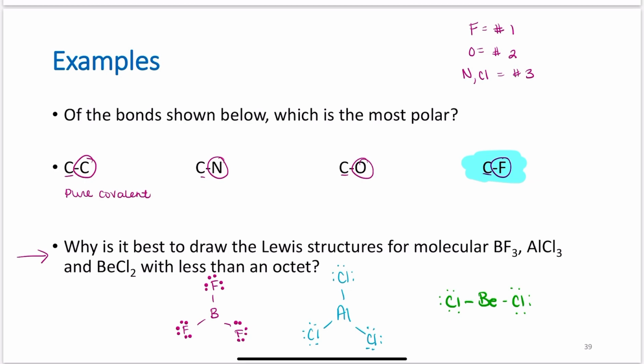We told you guys when we looked at exceptions that boron and aluminum like to have 6 electrons or 3 bonds, and beryllium likes to have 2 bonds or 4 electrons. And it's exceptions to the octet rule. If you count up formal charge on these, every atom will have a formal charge of 0, whether that be an outer atom or your central atom. Everything has a formal charge of 0, therefore this is the most stable they can be, which is why aluminum, boron, and beryllium don't like to have their octet, because this way they can keep their formal charge at 0.